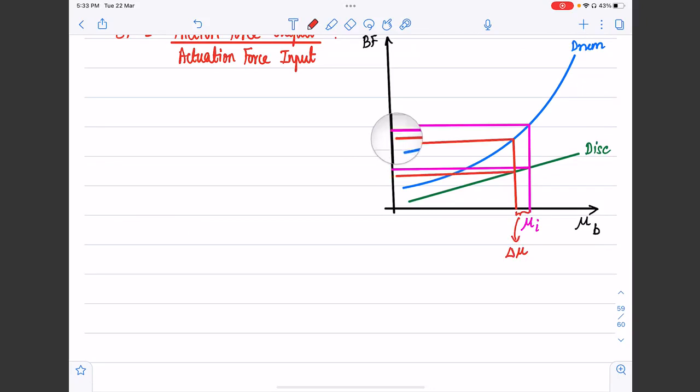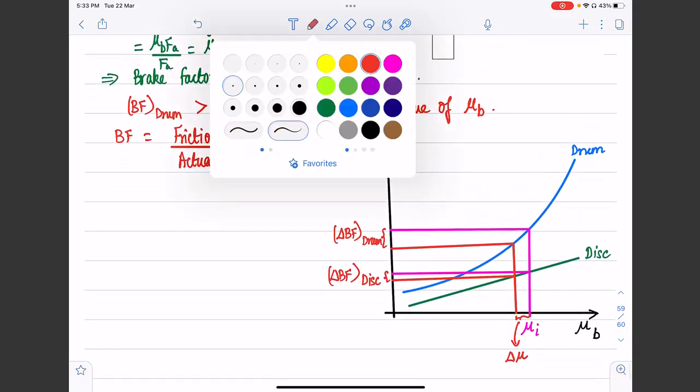However, we can immediately observe something very interesting. What can we observe? The decrease in the brake factor of the drum brake, which is this, if we call it delta BF drum, is going to be much larger than delta BF disc, which is the decrease in the brake factor of the disc brake. And that essentially gives us a very interesting observation.